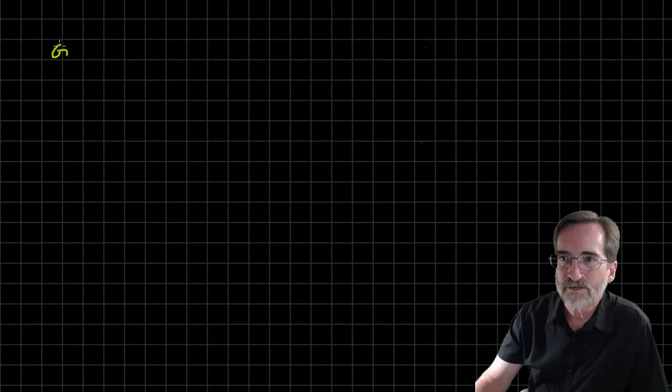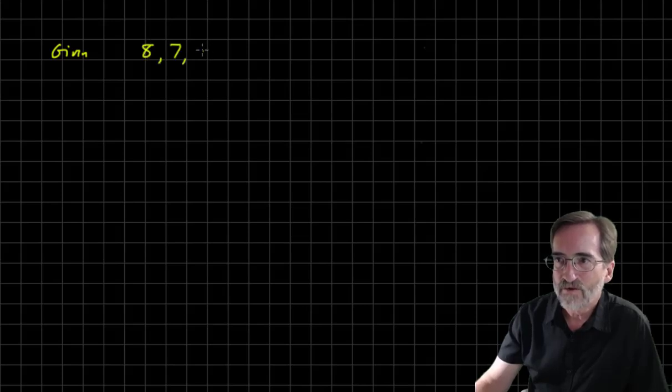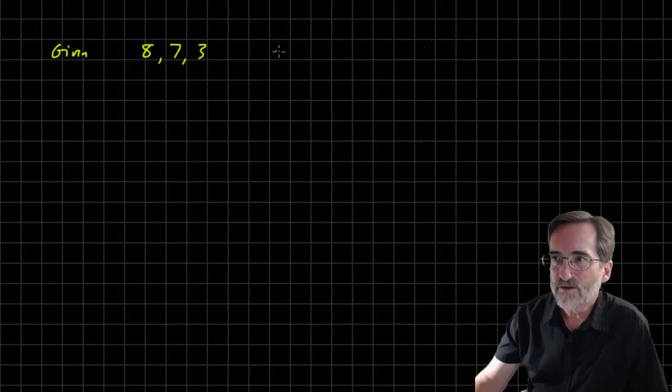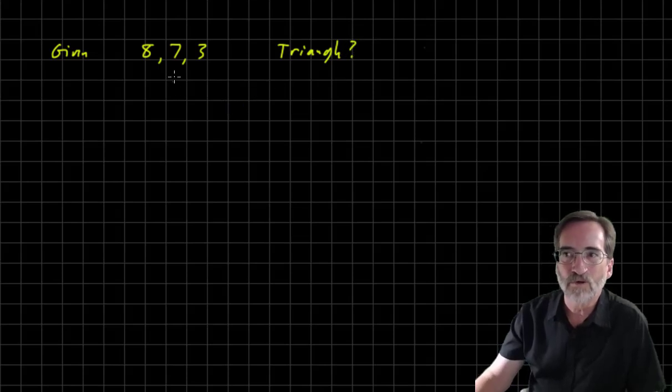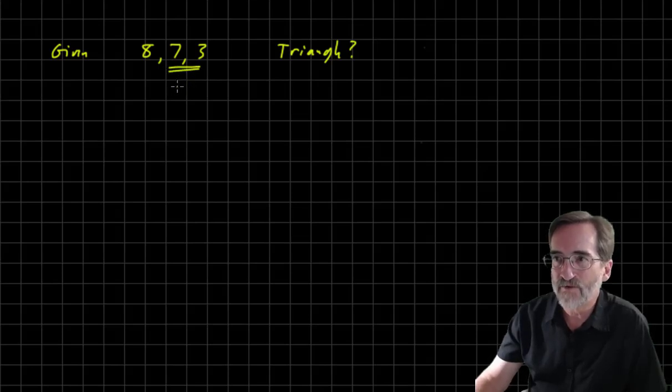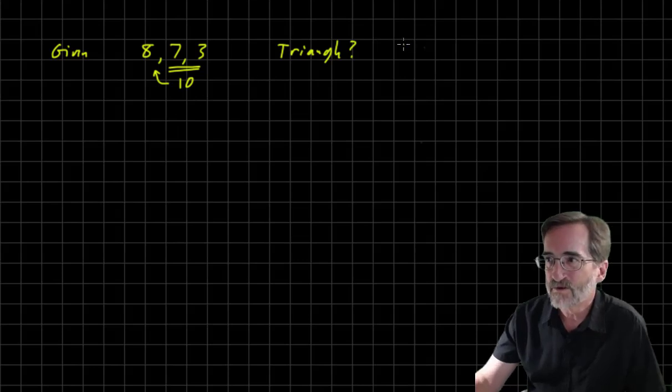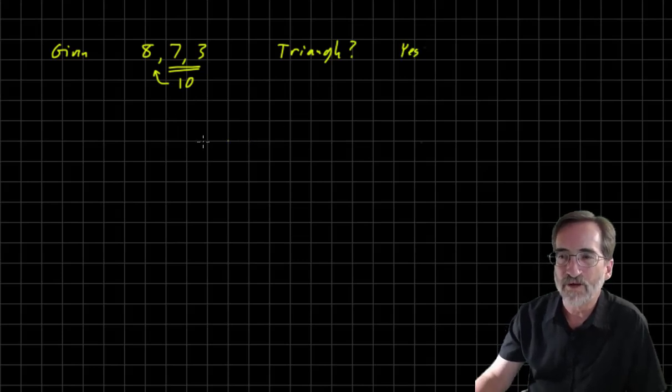Number 1, you might be asked, if you were given 3 sides, okay, 8, 7, and 3, does that form a valid triangle? Does that break some rule about the triangle inequality? To find out, take the 2 smallest sides, in this case 7 and 3, and add them together. And they should add to more than the third side. In this case, the answer is yes. They do form a valid triangle.